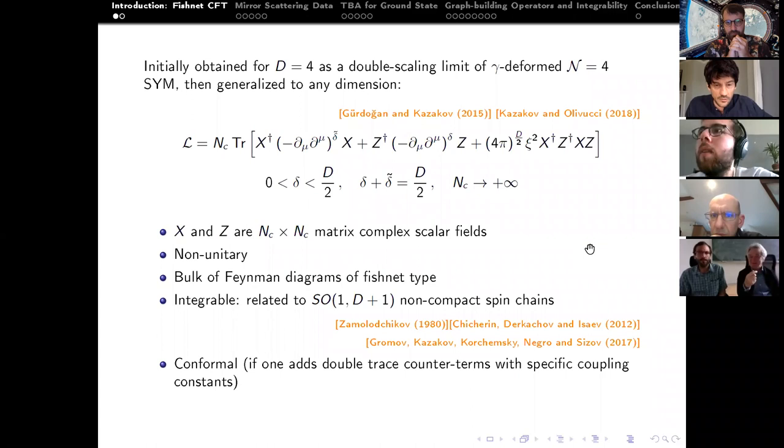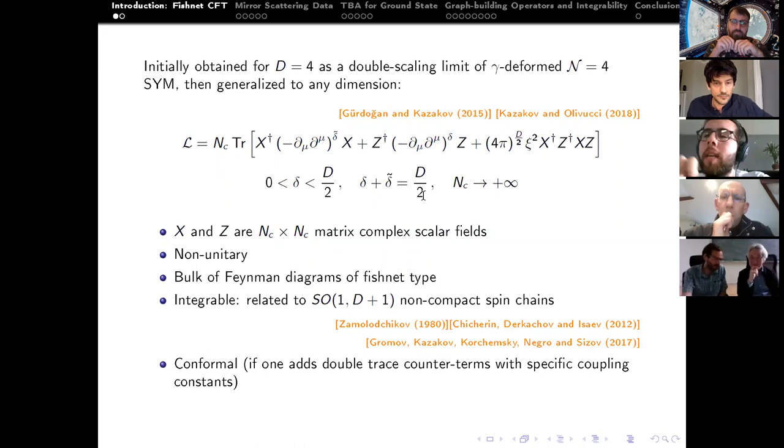Yes, exactly. But on the level of these diagrams, what is special about this choice? If you choose different deltas, you will lose conformality. You need at least that delta and delta tilde sum to d over 2 to have conformality. And then for the integrals, the exponents of the propagators are delta and delta tilde. If you go close to 0, one of the propagators disappears, but the other goes close to d over 2, so it's a delta function.